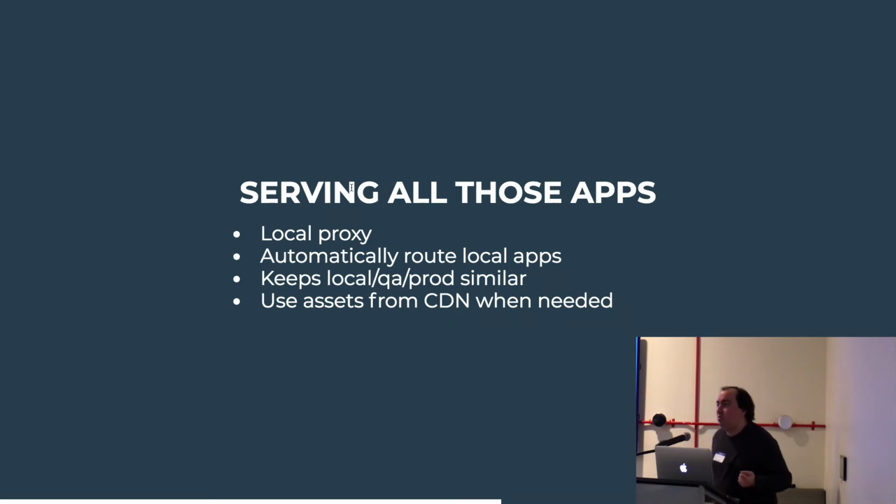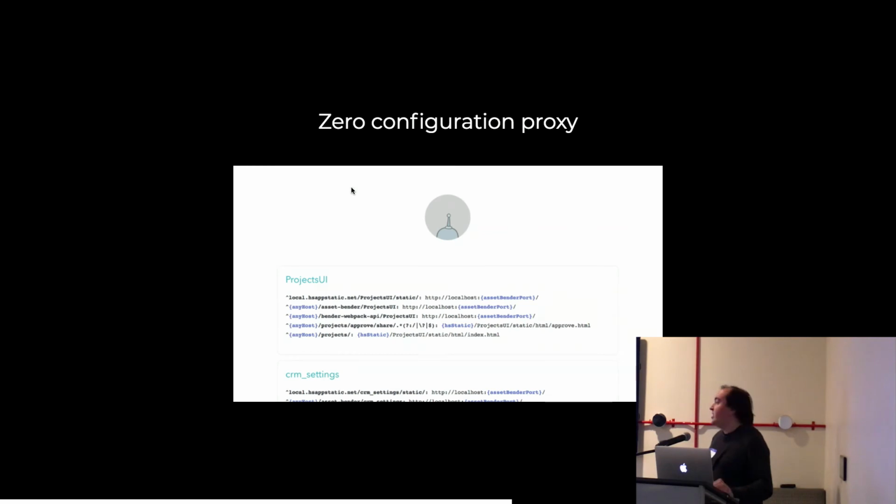It's also responsible for, if I stop serving one of those apps and that app has assets like images and stuff, they'll go to our CDN. So you can always just run one app so that it's much faster instead of running the whole world. This is an example of how it looks. Here I'm running the projects UI and CRM settings and a bunch of others. We don't see them because they're cut off. And all those routes are loaded automatically by the tooling.